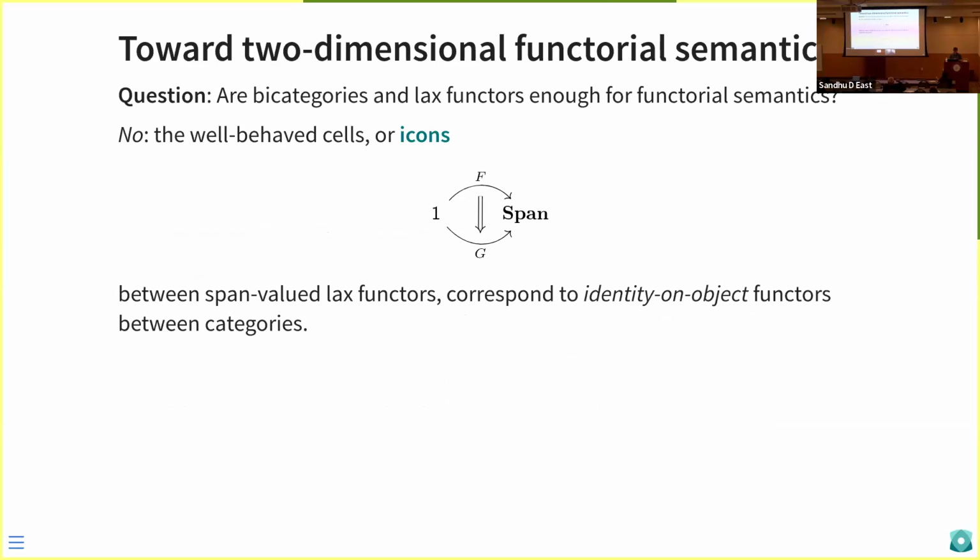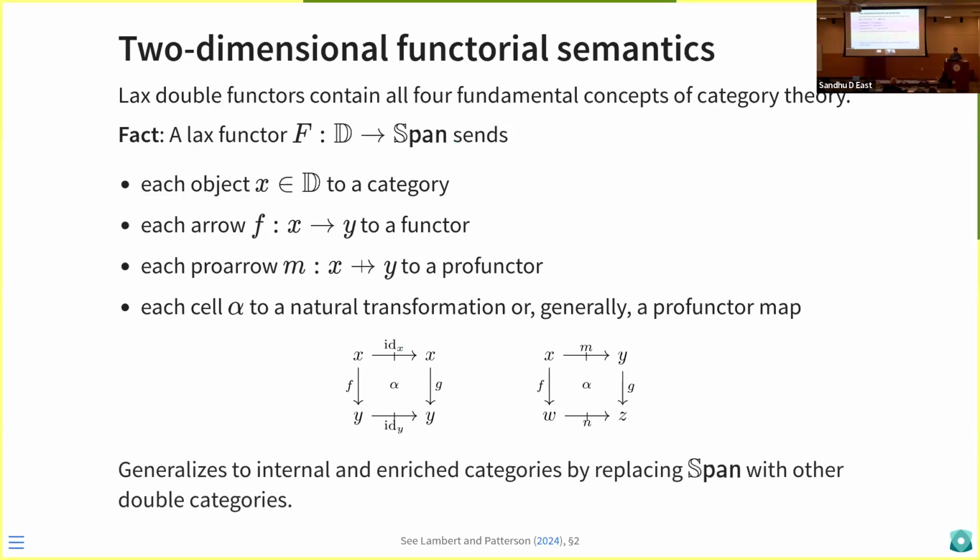As to your first question about relations, I think I accidentally glossed over this. When I was talking about lax functors sending objects to categories and these other notions from category theory, part of the utility of the functorial semantics viewpoint, in this case the double functorial semantics viewpoint, is that you can replace Span with other double categories. In particular, you can get internal or enriched categories by replacing Span with suitable other things. So you can take matrices over the Booleans as your target, as your semantics, and then instead of being categories, everything becomes posets.